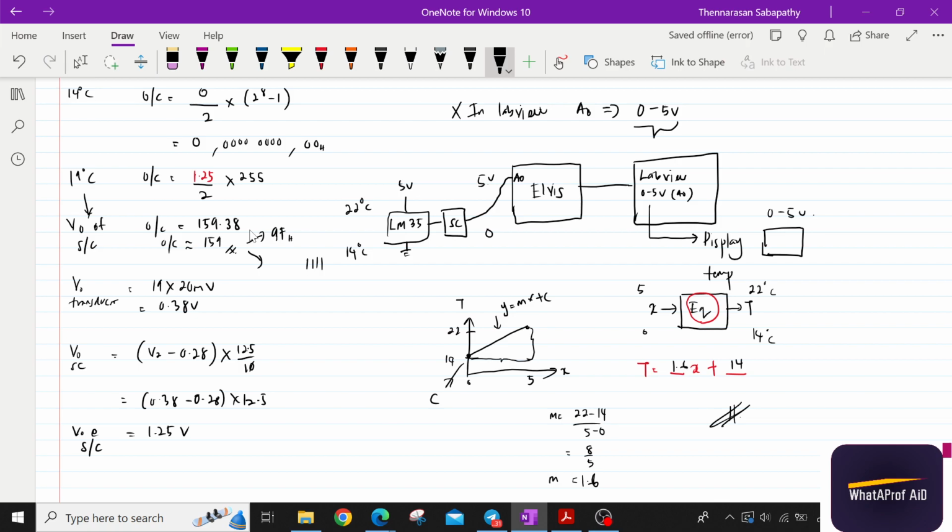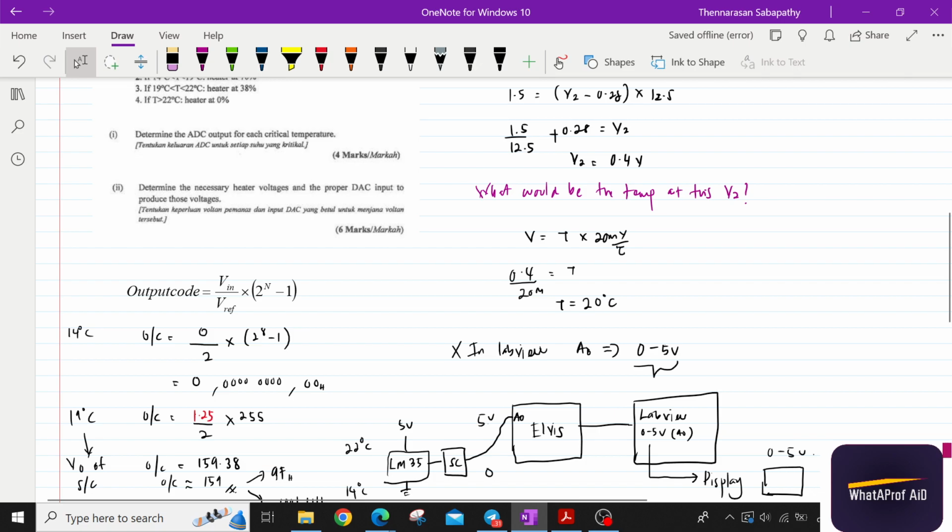Okay, if you use a microcontroller, you should know how to deal with it. Microcontroller or microprocessor embedded, I believe you have done before, right? Microcontroller embedded is next semester, I think. Yes, so that's for 19 degrees Celsius.